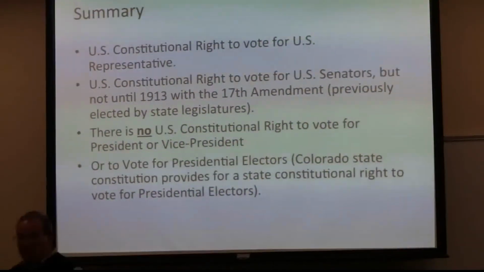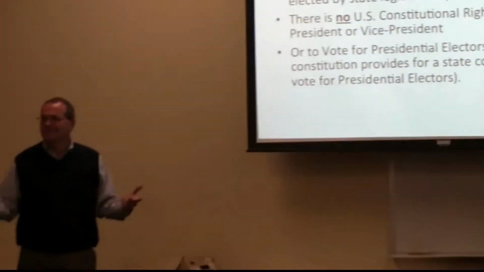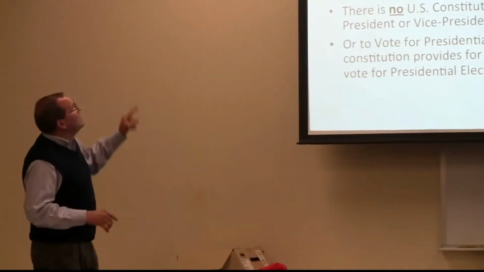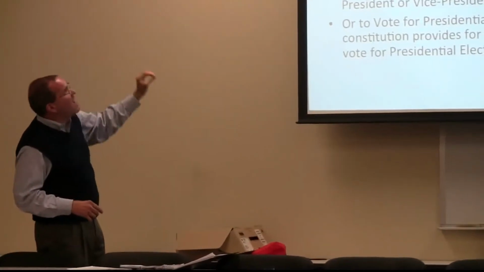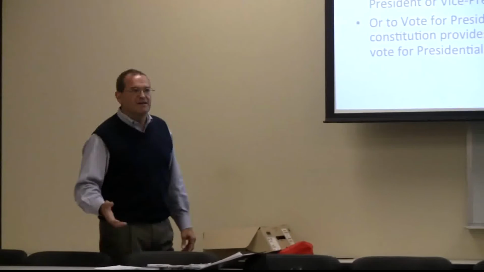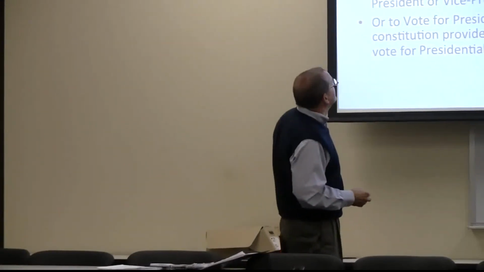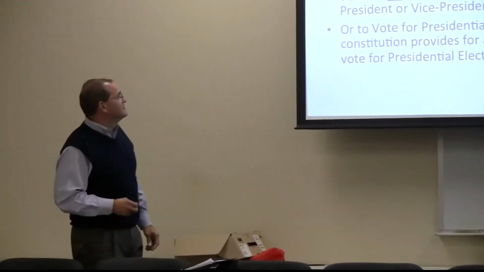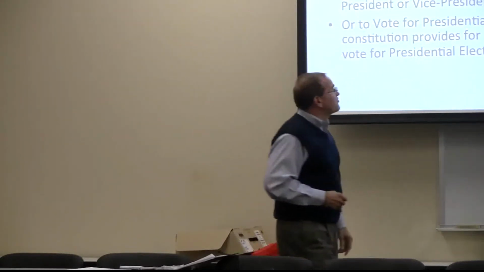So now I want to summarize a couple of the principles that we also talked about, that structural bit, and does anybody have any questions on any of that? No. Summary of some of the principles we've talked about. We have a U.S. constitutional right to vote for congressmen. As of 1913, we have a constitutional right to vote for senators. What we do not have is a U.S. constitutional right to vote for the president or the vice president. We also do not have a constitutional right to vote for presidential electors.